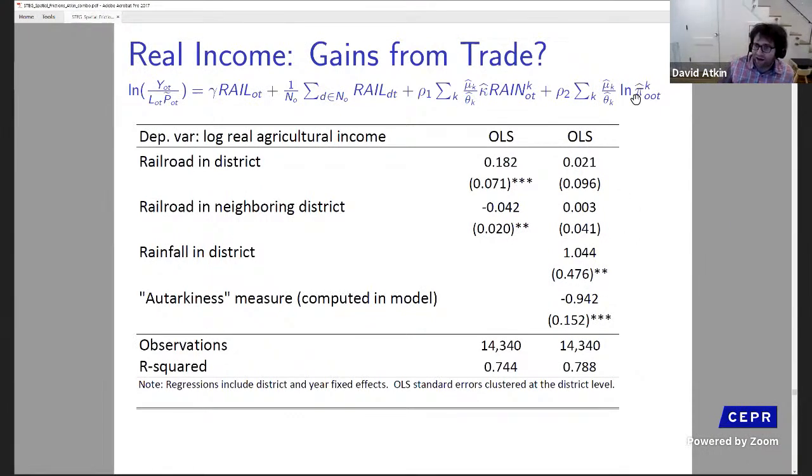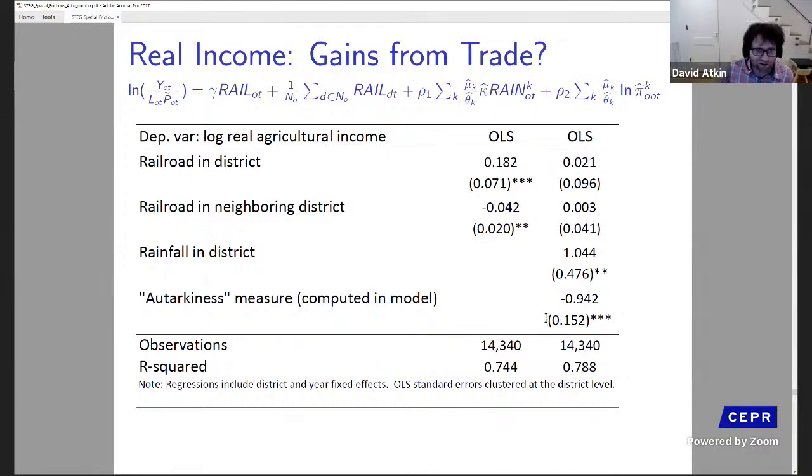And once we use these model-predicted impacts of the railroads, we find there's no longer an effect of me having a railroad in the district or a railroad in the neighboring district. All that matters is what the model says should matter, which is your autarkicness. So this is a very elegant way to show that indeed these substantial increases in welfare are coming about through the mechanism of greater trade and being able to exploit this comparative advantage that the model would predict, and these gains are large.